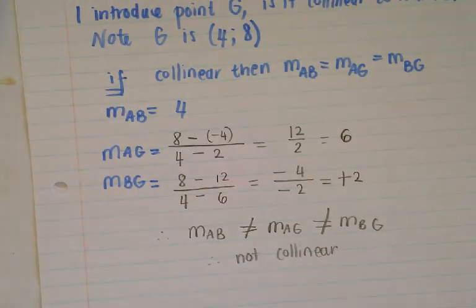Okay, so I calculated gradient AB earlier, it is 4. I calculated AG, I already saw that it wasn't going to be the same, but for the sake of completion, MBG also not the same, so I finalize. This is a perfect answer, therefore gradient AB is not equal to gradient AG, is not equal to gradient BG, therefore they are not collinear. So tomorrow we're going to do all of this again, except the words will be on a Cartesian plane.